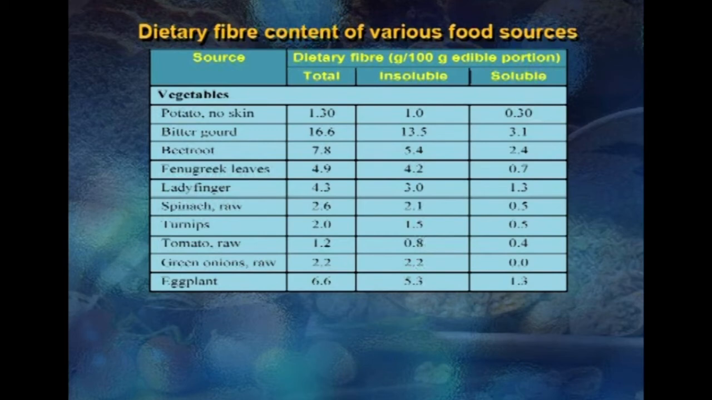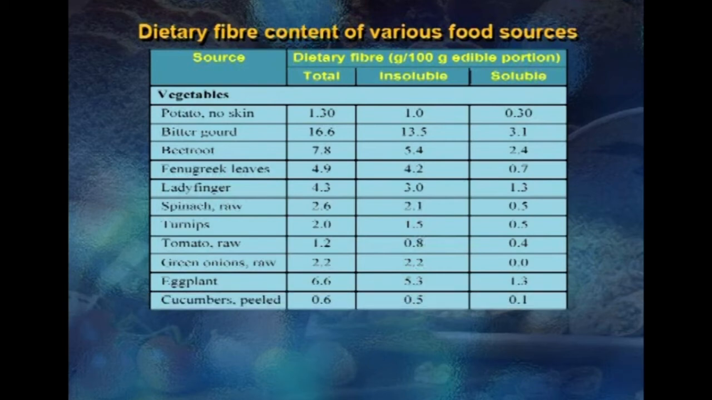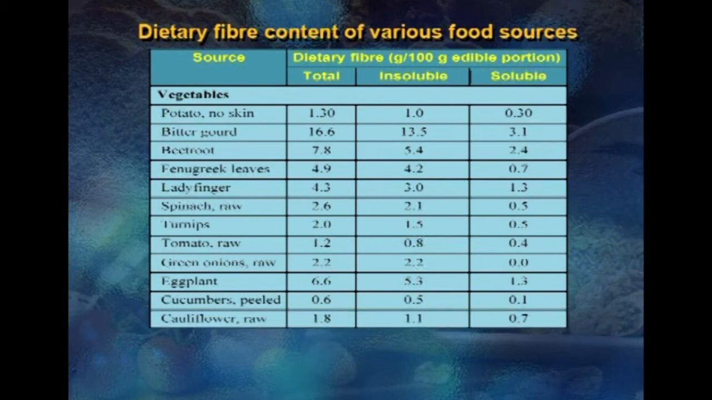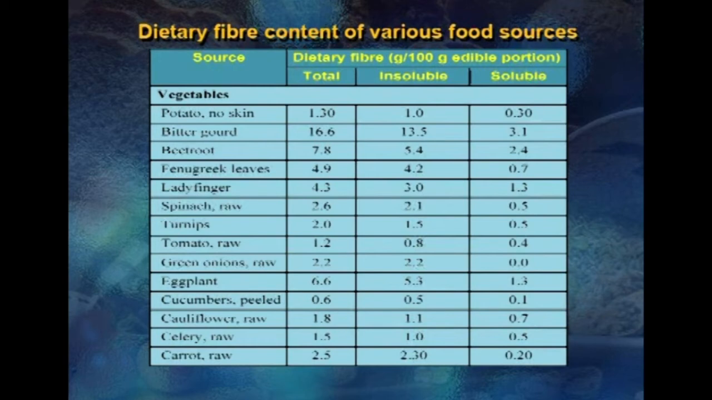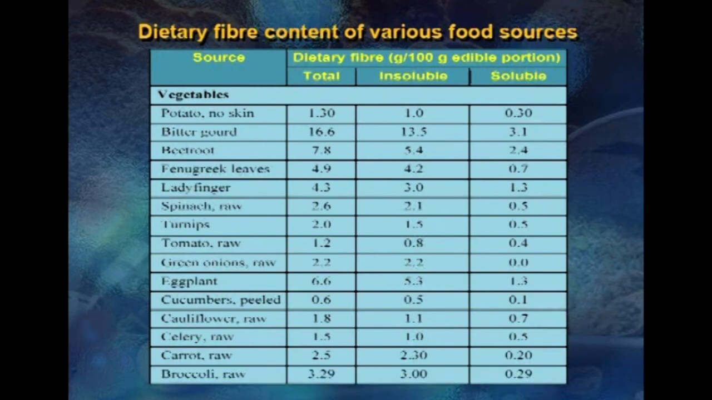It has 6.6 grams of dietary fiber, with 5.3 insoluble and 1.3 soluble fiber. We have cucumbers. The peeled cucumbers have 0.6 grams of fiber. Raw cauliflower has 1.8 grams of dietary fiber. Raw celery has 1.5 grams of dietary fiber. Raw carrot has 2.5 grams of dietary fiber. Then we have broccoli, which is again a good source of dietary fiber. It has 3.29 grams of dietary fiber, with 3 grams as insoluble fiber and 0.29 grams as soluble fiber.